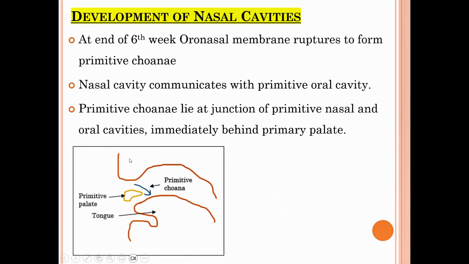Okay, now what happened at the end of 6th week? The oronasal membrane ruptures to form the primitive choana. That means here you see, this is the primitive nasal cavity, here is the primitive oral cavity, and there is the rupture of the oronasal membrane. So this communication is there between the primitive nasal cavity and primitive oral cavity. So this is known as primitive choana, and this is the direction.